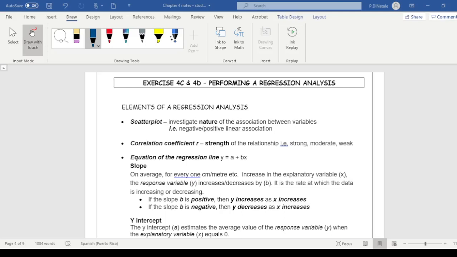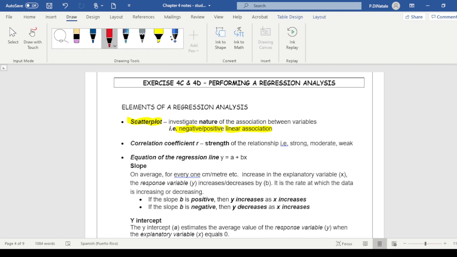Today we're going to be performing a regression analysis. Now we're going to do a whole regression analysis here. Now what are the elements of a regression analysis? First of all, we're going to be looking at the scatter plot, and we're going to work out if it's a negative or a positive and whether there is a linear association. Now remember, if there's a pattern, there could be no linear association.